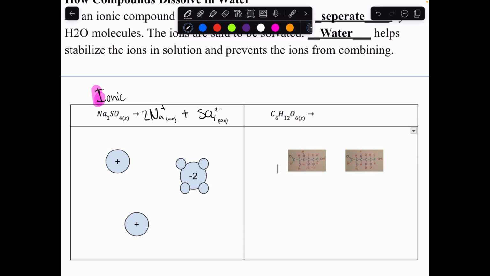I showed it to you as here's your S and this is your 4 O's. But once again, when you draw it, if you just want to draw it as one full circle and just label it as SO4 2-, that is just fine.